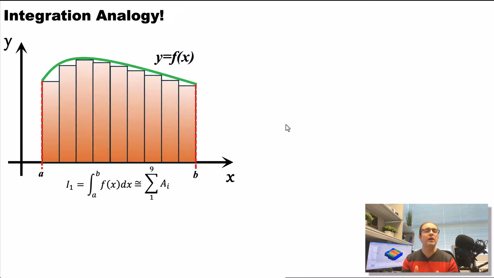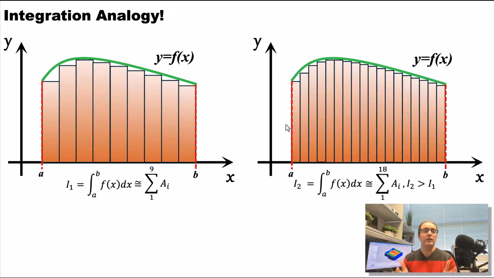As you can see, these smaller pieces cannot cover the entire area under the curve, but still they can give us a good estimate. If we want to have a better accuracy or better estimation, one thing we can do is to increase the number of divisions. Here on the left we have 9 divisions, and on the right we have 18 divisions. You can see that now with 18 divisions we have a better accuracy or better estimation of this integral. So I2 is bigger than I1.